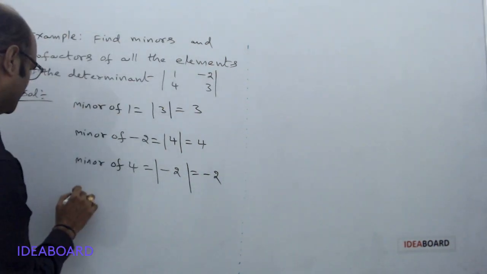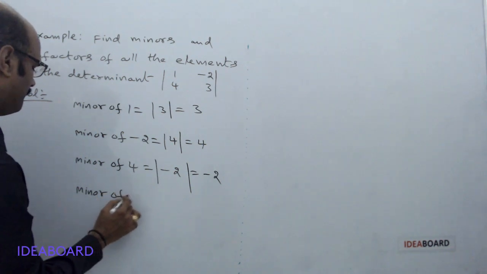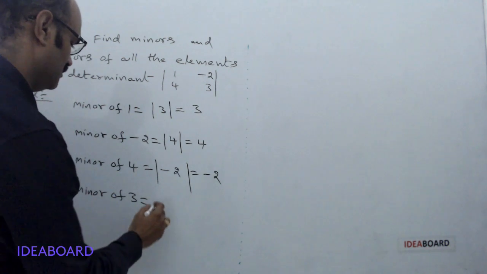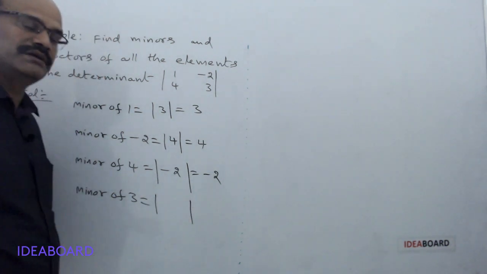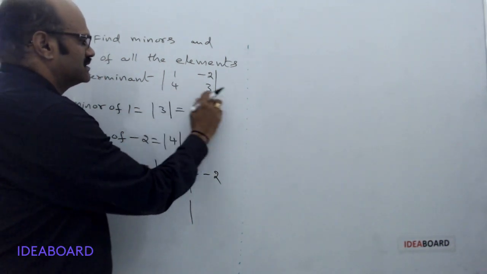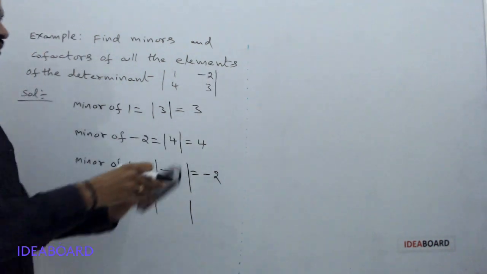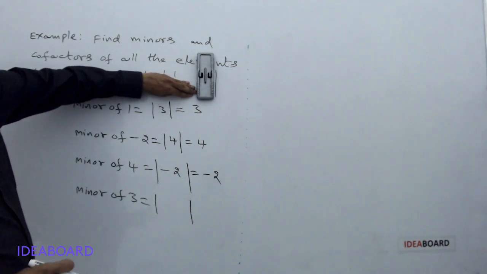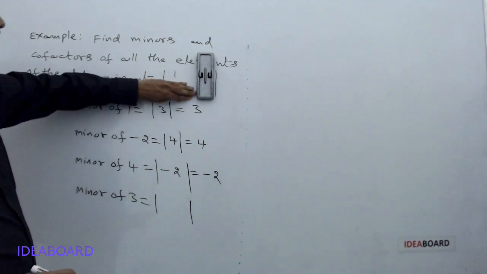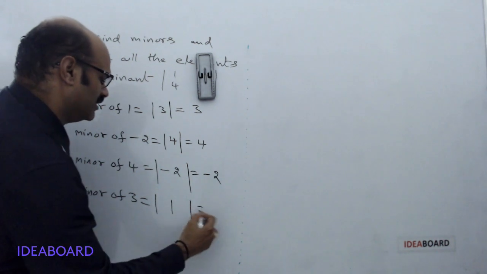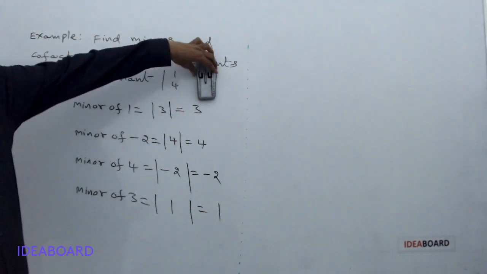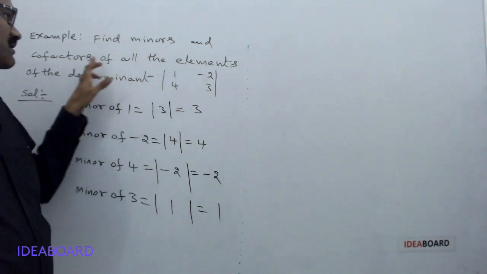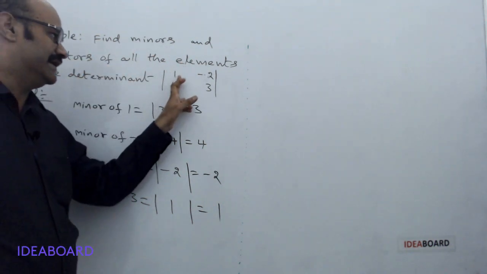Now minor of 3 equal to determinant of, here the element 3 lies in second row and second column. So close the second column and the second row. There is only one element, that is 1. So determinant of 1 equal to 1. So we found the minors of each and every element of the determinant.